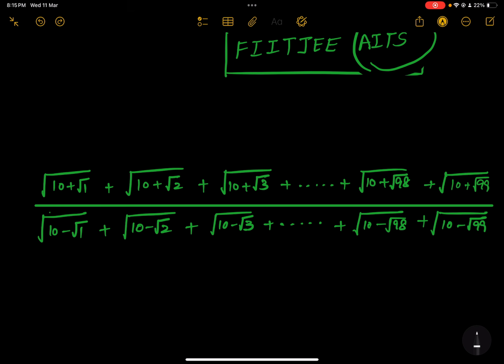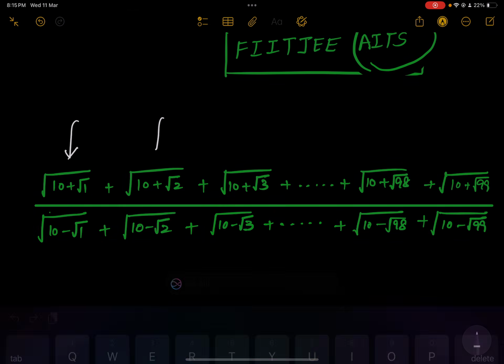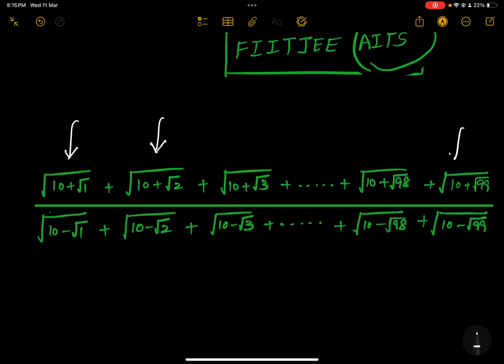So the summation that you have in the numerator looks something like this. You have square root of 10 plus root 1 term here, square root of 10 plus root 2, and it goes all the way till square root of 10 plus root 99. And the similar thing happens in the denominator but with a minus sign. Alright, so we have to compute these summations.